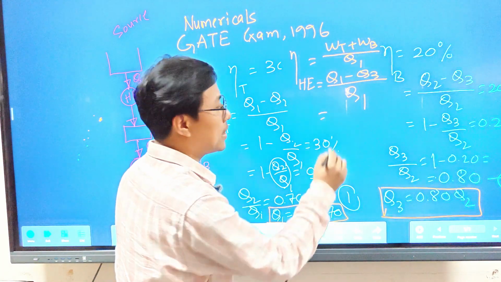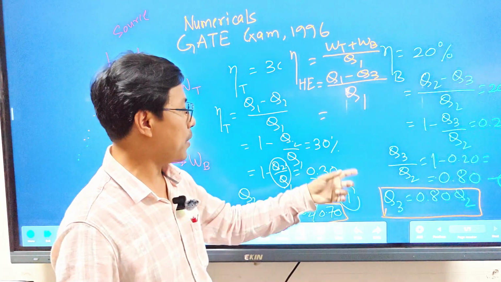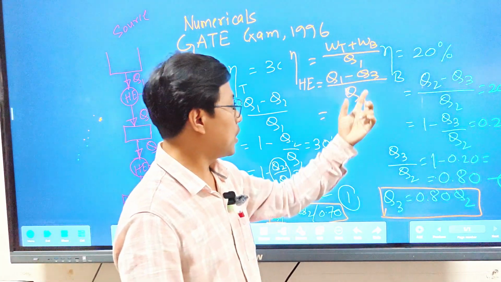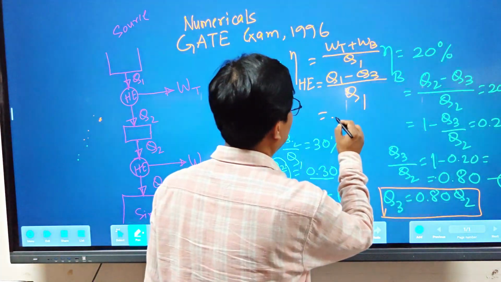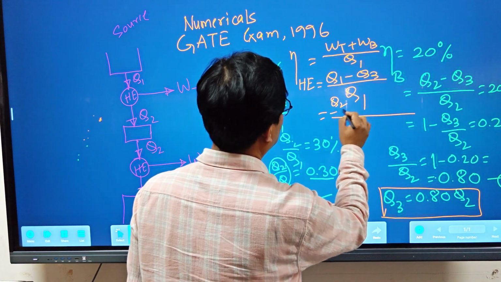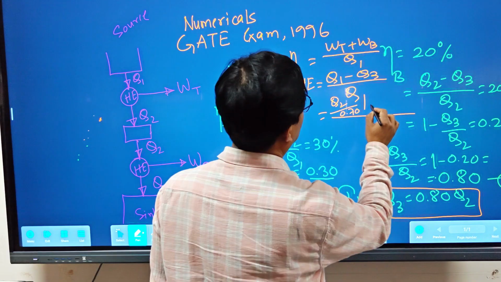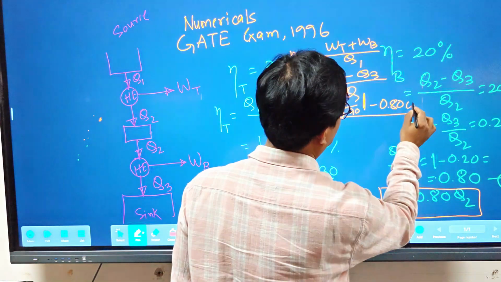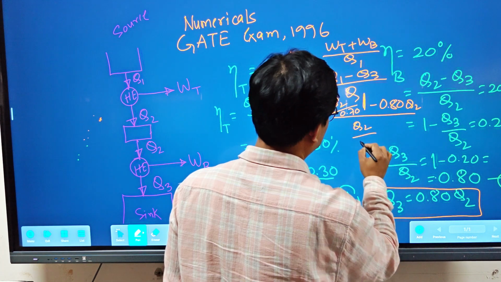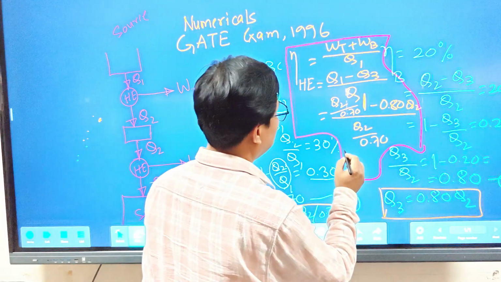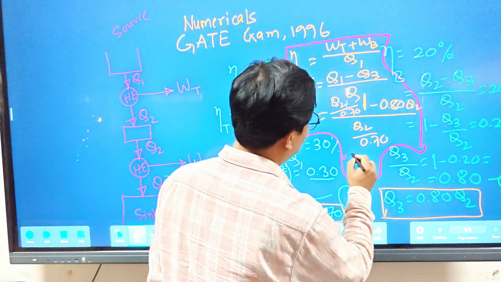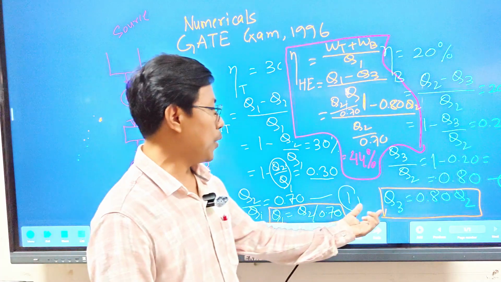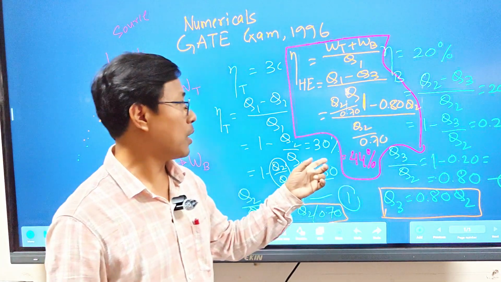So the combined efficiency becomes Q1 minus Q3 divided by Q1. We can simply replace the values of Q1 and Q3 from the earlier equations. If we replace Q1 using this equation and Q3 using this equation, we get Q2 by 0.70 minus 0.80 Q2, divided by Q2 by 0.70. After simplification this value becomes 44%. By replacing the values of Q1 and Q3 in the overall efficiency, we find the final efficiency equals 44%.